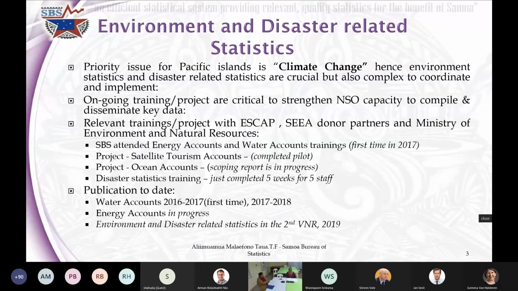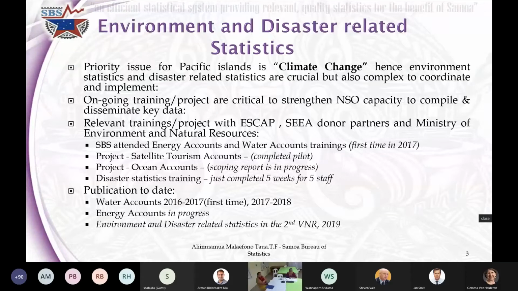We also have other projects ongoing, like the Samoa tourism accounts. We completed the pilots and we are waiting for the next step. We are also participating in the ocean accounts. There's a scoping report in progress, and we are hoping for the next step very soon.